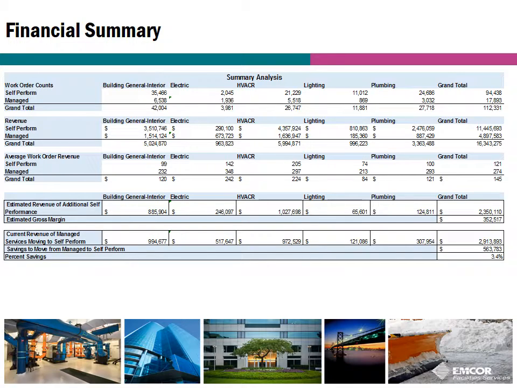So a brief overview of the financials. This is a combined financial for all three clients. Ultimately, if we were able to begin self-performing more work based on the analysis done, it would drive an additional revenue of $2.3 million into EMCOR self-performance with an estimated gross margin of $352,000. Also, it would save the customers close to $500,000, or 3.5% of the overall budgets that we're looking at in this analysis.